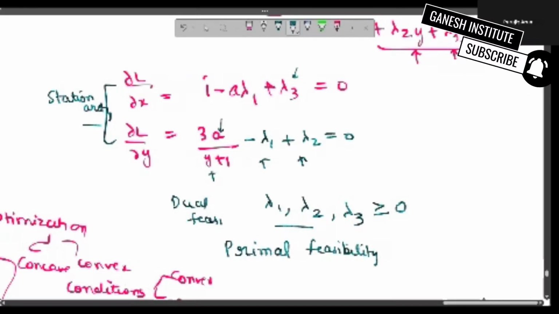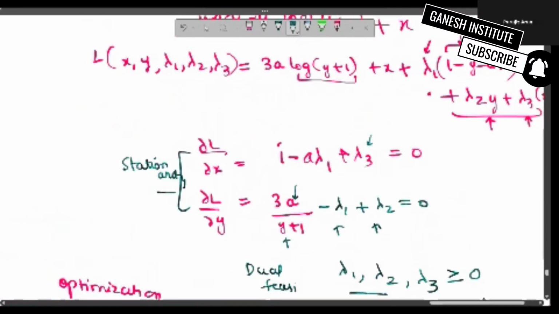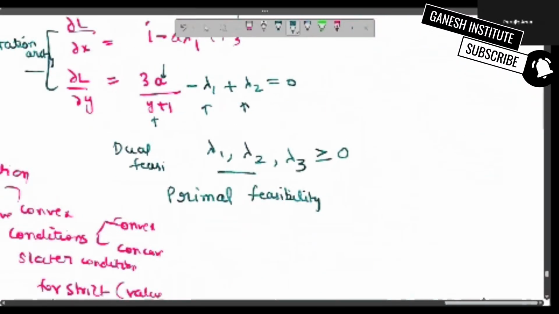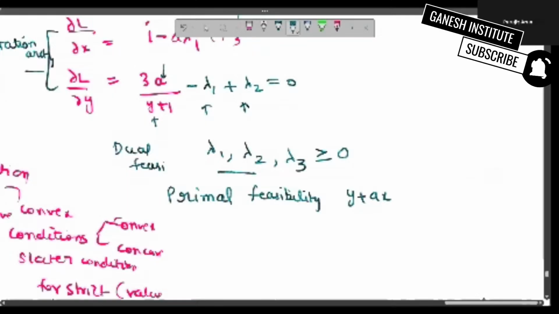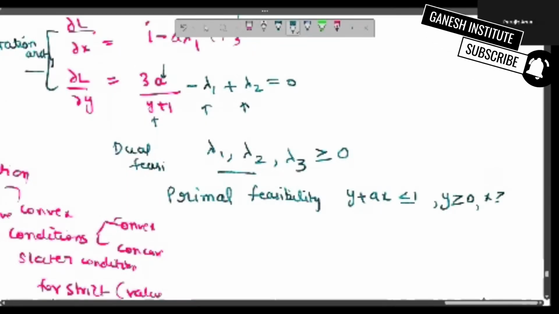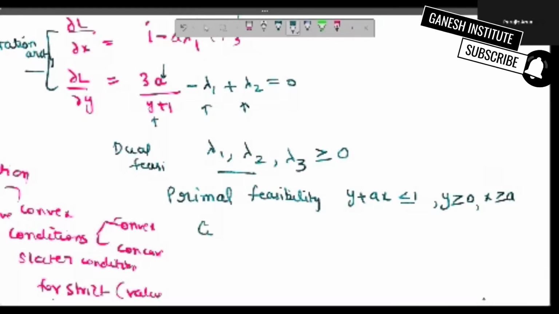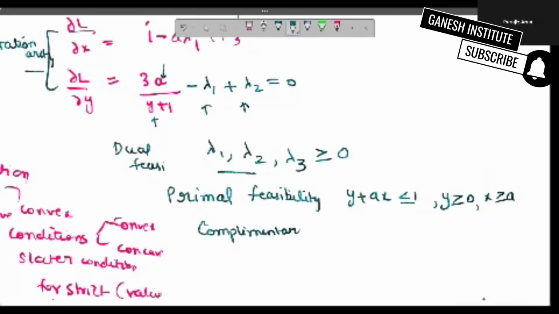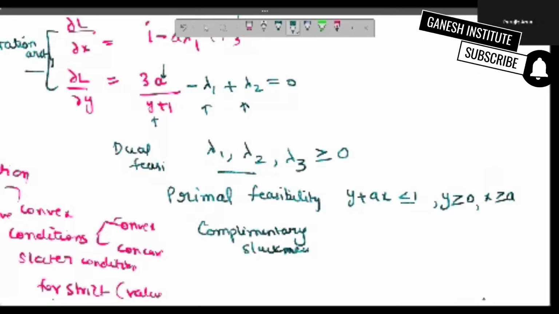Primal feasibility means those constraints which are given should be applied: y plus ax less than 1. So you have to find all those values of the unknowns, keeping these constraints in mind. And then you have complementary slackness. So what does it mean?